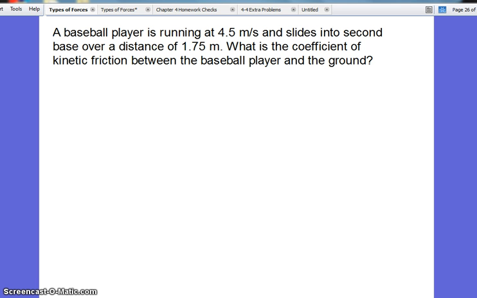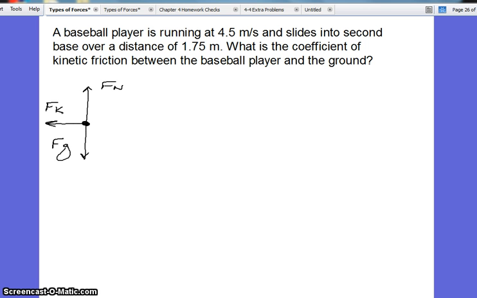So we start out, we draw our free body diagram. We have the gravitational force as always. We are on a surface, so there is a normal force upward. And there is friction. Now, if the baseball player is moving to the right, the friction will be to the left, and it is kinetic friction because he is sliding on the surface.